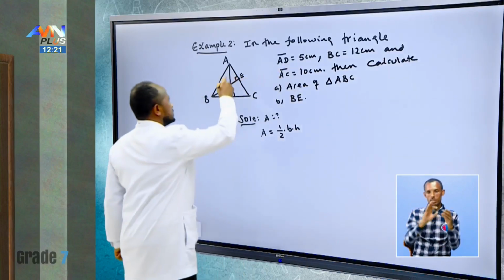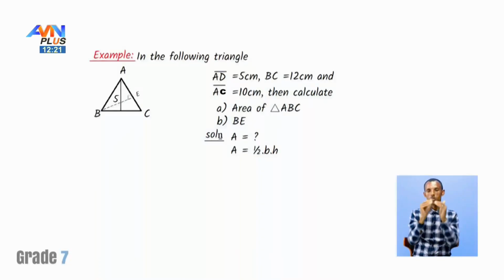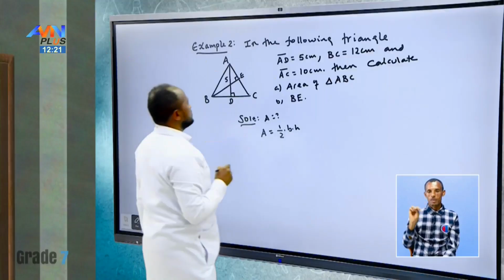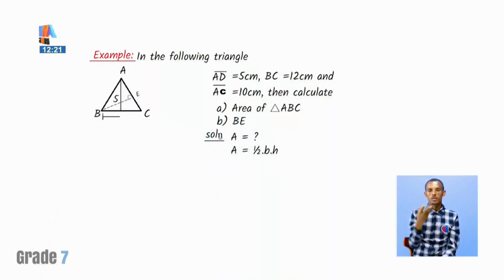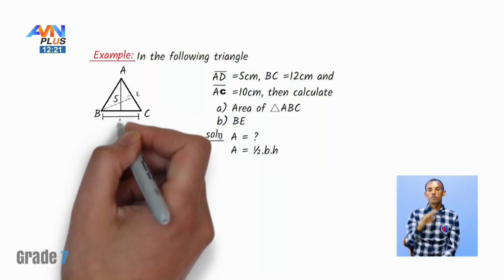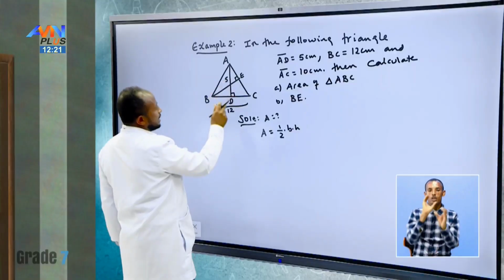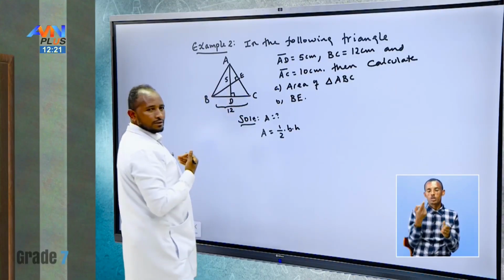AD, this distance AD is 5. This length is 5, given. BC, this length is given. It is how much? BC is 12. So to calculate the area, I can use this base and height.